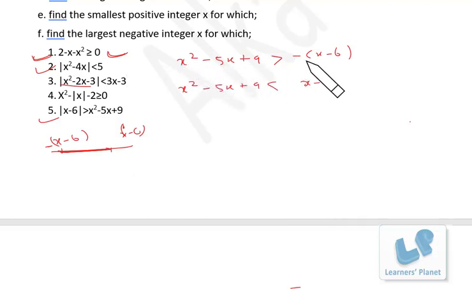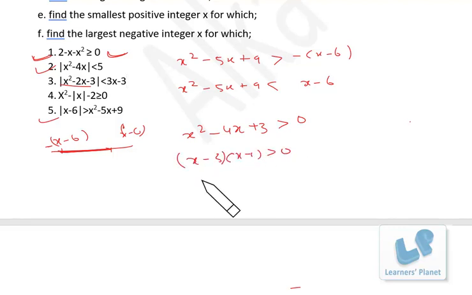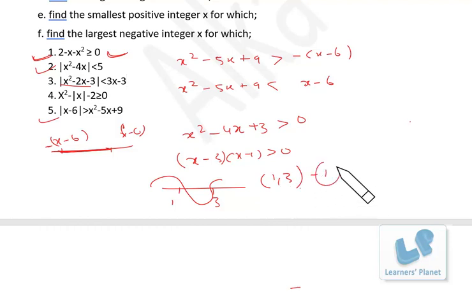X square minus 5x and plus x, so that is minus 4x, plus 9 and minus 6, so that is plus 3, and that should be greater than 0. So here it is x minus 3, x minus 1 greater than 0, so 1 and 3. So the solution set to this is 1, 2, 3. Okay, so this is 1.